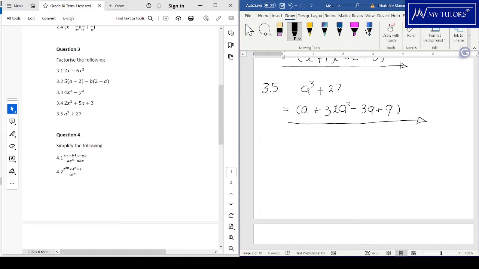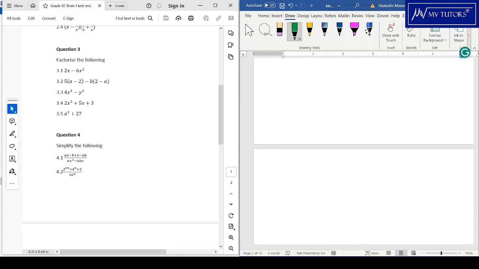Okay, I think we're ready for question 4 now. Okay, let's do question 4 now. 4.1. Let's look at that. We've got ax minus b plus x minus ab. This is all divided by ax squared minus abx.